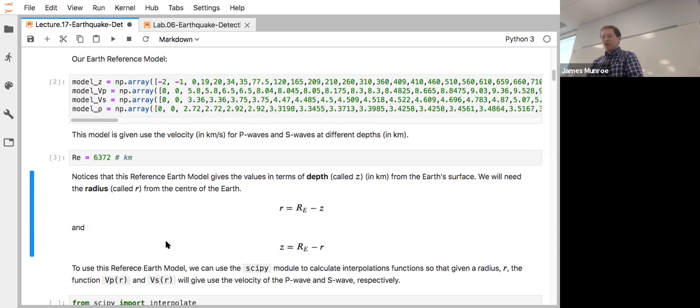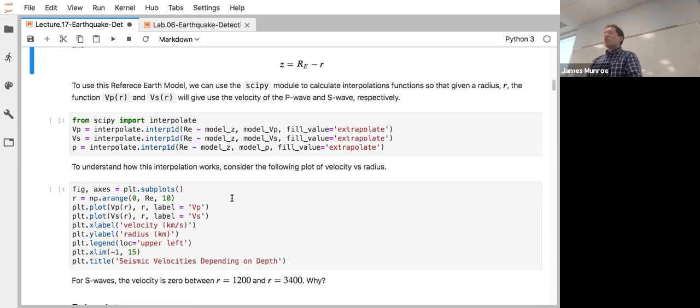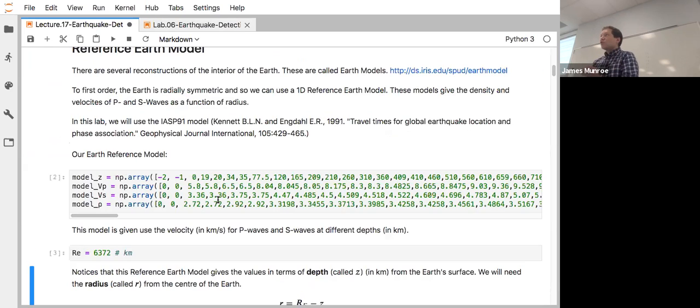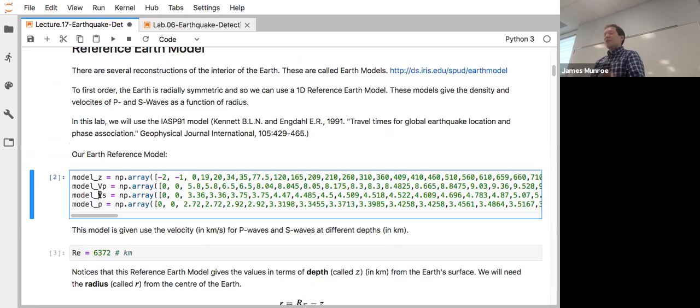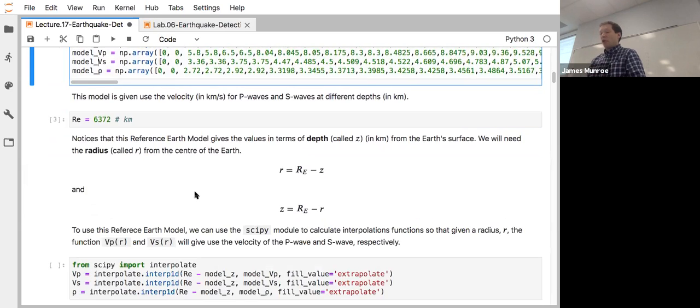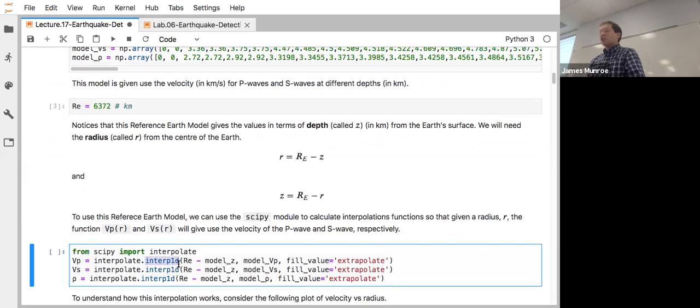Either one is just fine here. If I take those models, which are just a bunch of discrete points, I can interpolate them so that I can figure out what the speed of a P wave or the speed of an S wave is at any depth all the way through. This is something you can do with interpolation.